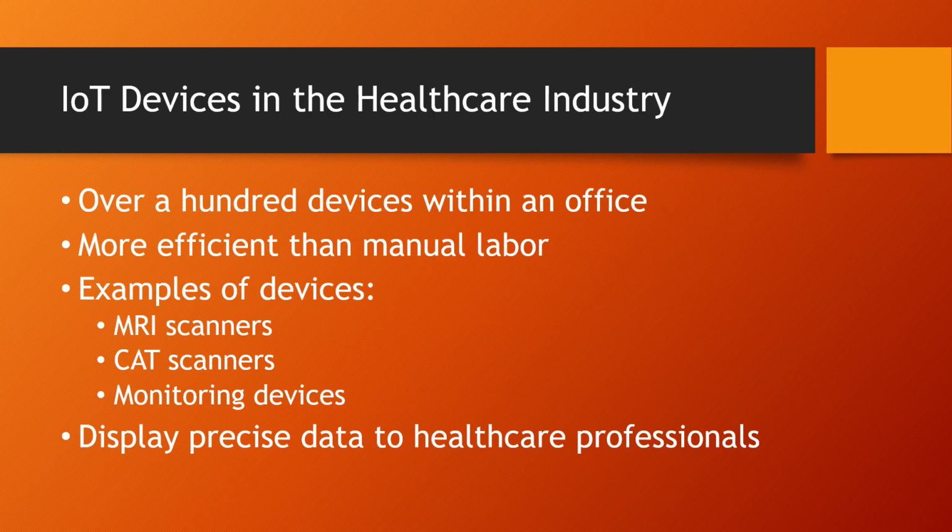So IoT devices in the healthcare industry, there's over 100 devices within an office. It's more efficient. IoT devices are more efficient than manual labor. They can produce reports and generate data, collect data a lot more efficiently and faster. Some examples of devices are MRI scanners, CAT scanners, monitoring devices. Then they can display precise data to healthcare professionals.